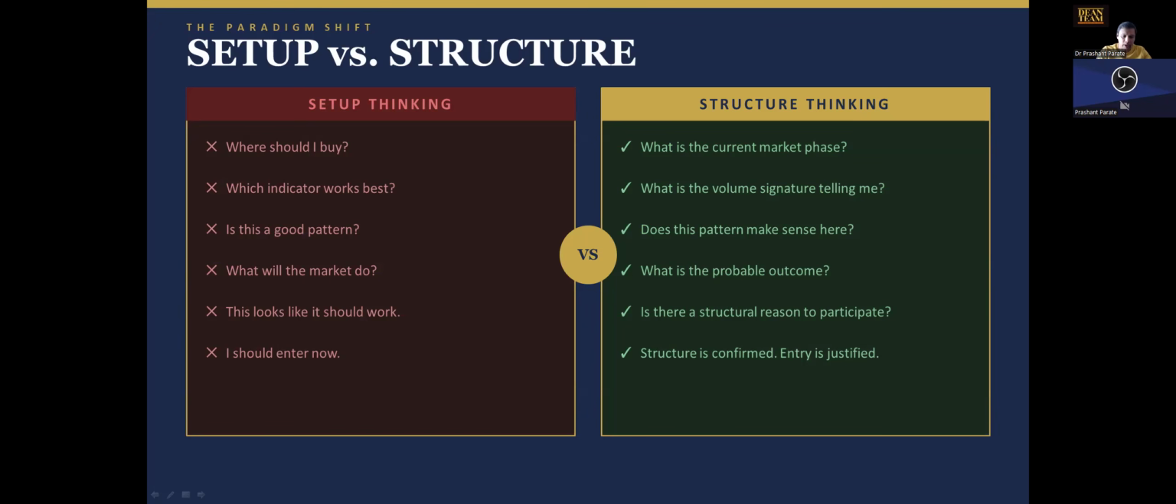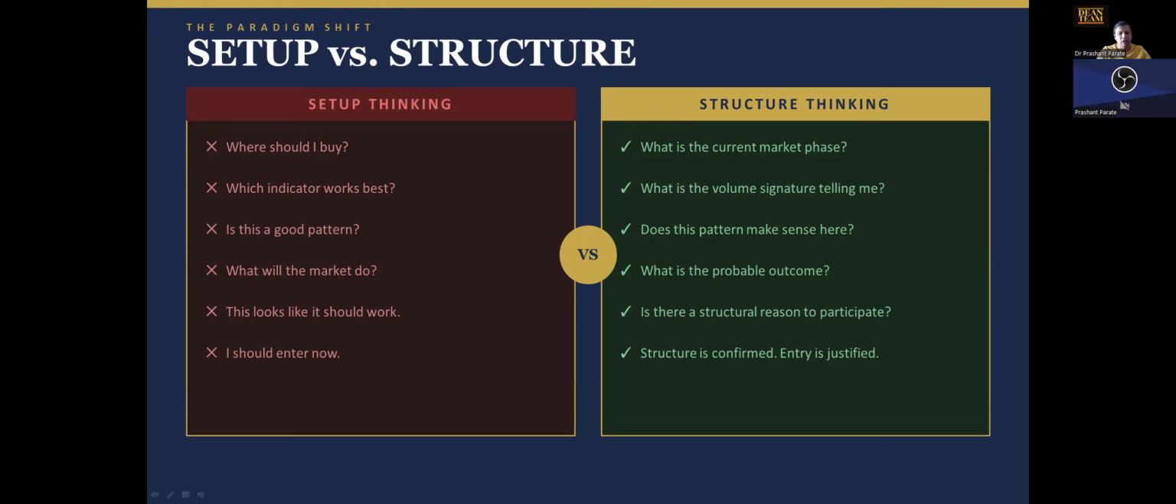So when there is setup thinking, what do they think? Where should I buy? They don't think about what is the current phase of the market. They are not aware of structure, so they don't think about the current market phase, whether it is the right time to buy as per their condition, as per their setup or not.